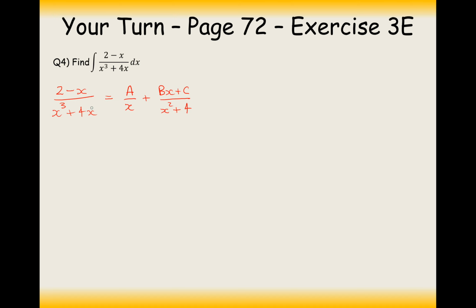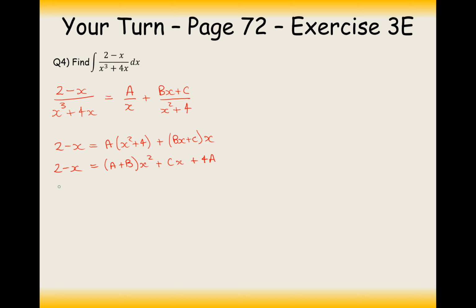So the next thing I'll do is I'll times by x cubed plus 4x, and that will give me 2 minus x equals a bracket x squared plus 4, plus (bx plus c) multiplied by x. Now what I'll do is I'll expand the brackets on the right hand side, and it's going to be a plus b in front of x squared. It will be the c in front of x, and it will just be 4a as the constant term, and that will equal 2 minus x.